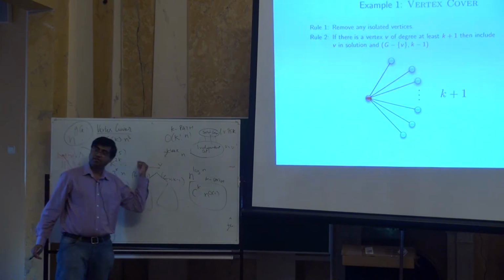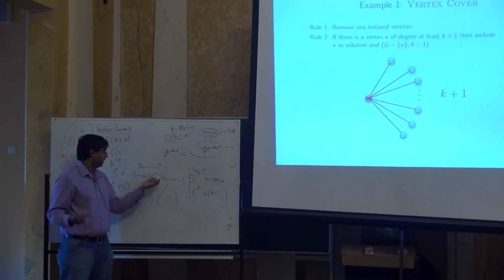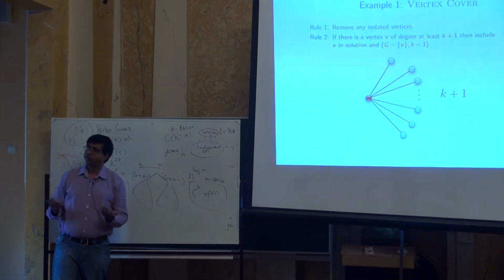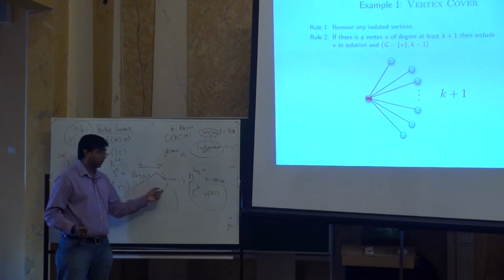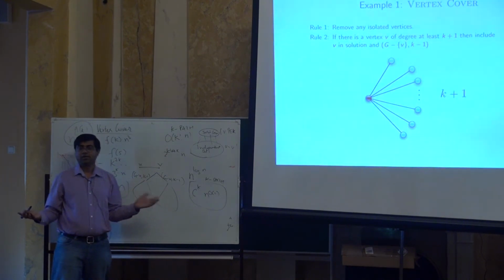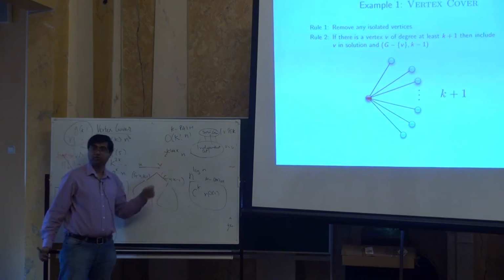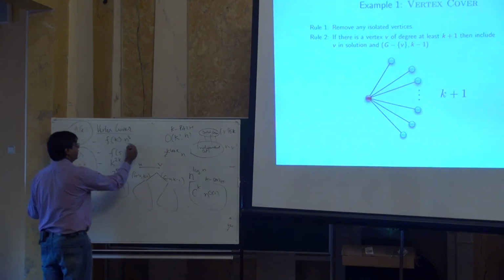If this branch returns yes, it has a vertex cover of size k minus 1, then I put correspondingly v or u, and I return you a vertex cover of size k. If both these branches return no, I say no, because any vertex cover of size k must contain either u or v. So what is the running time of this algorithm?